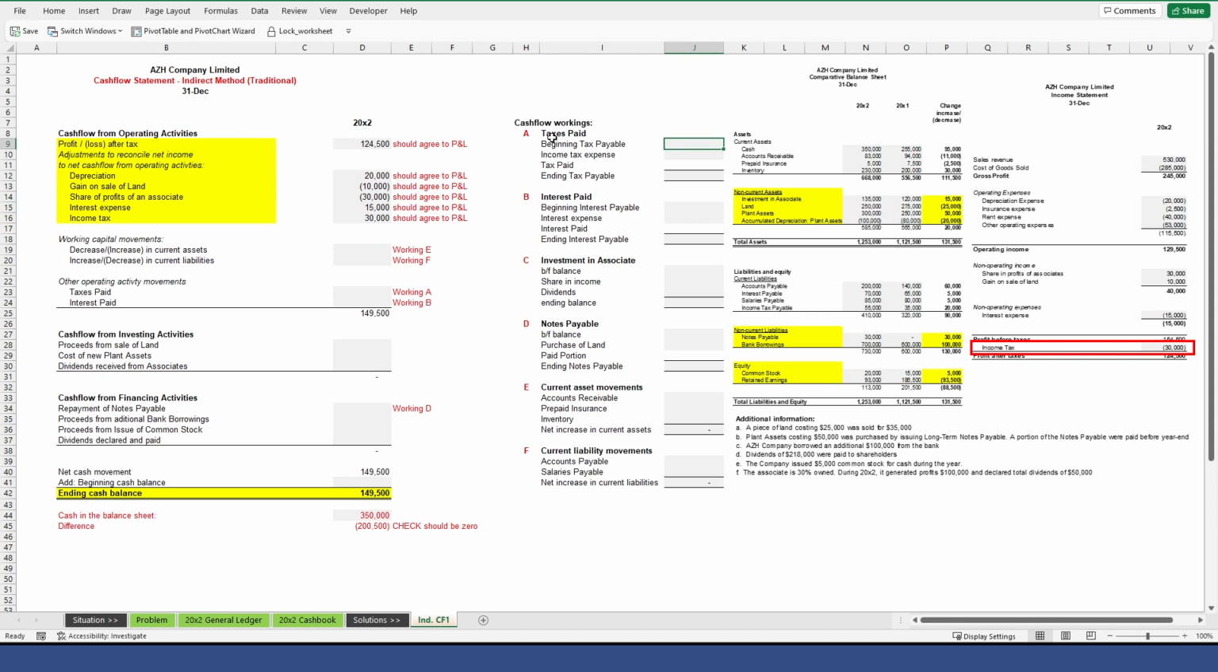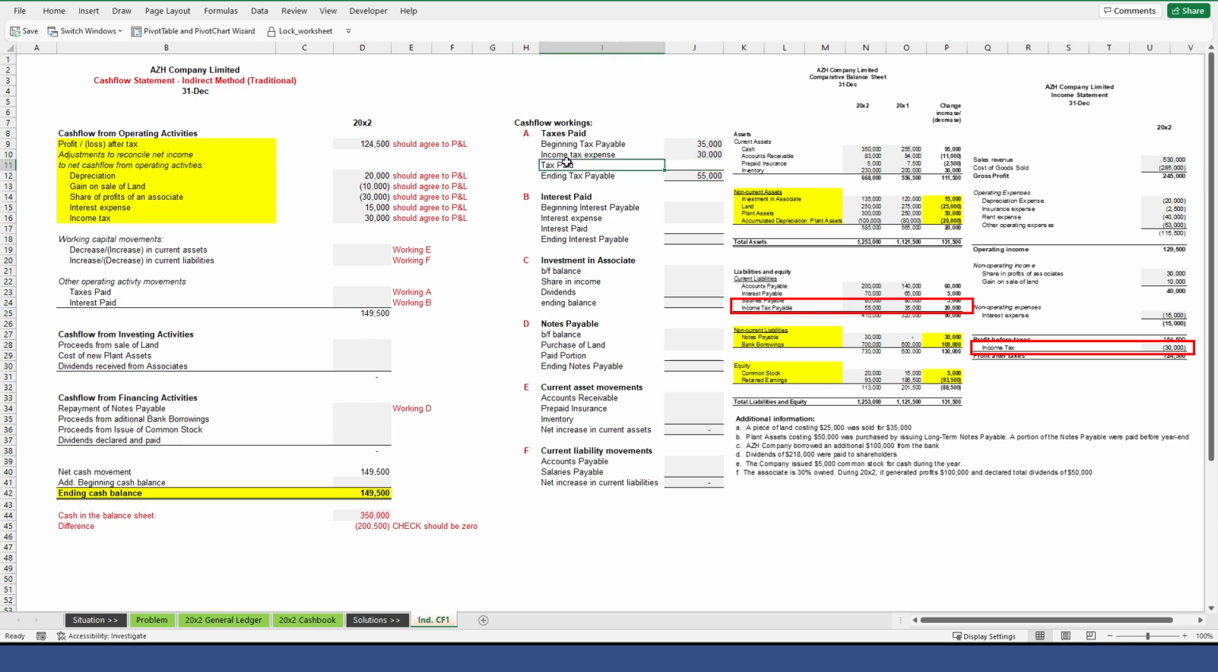First, we input how much is the beginning tax payable. For this, we need to always check the balance sheet. In the balance sheet that we have, the beginning tax payable is amounting to 35,000. We input the ending tax payable amounting to 55,000. And then we input the income tax expense amounting to 30,000.